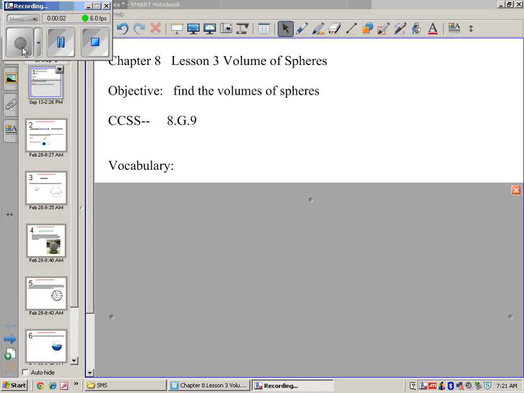Hey, welcome to Chapter 8, Lesson 3, Volume of Spheres. Our learning target or objective for this lesson is to find the volume of spheres.